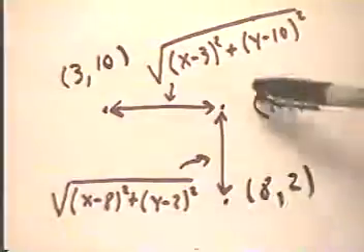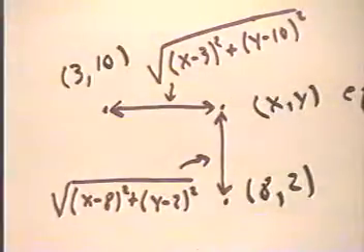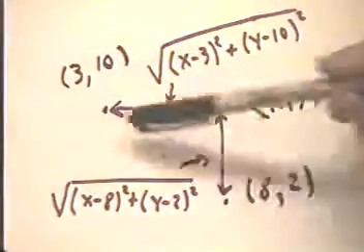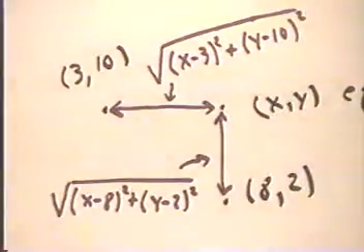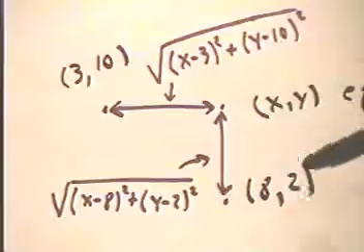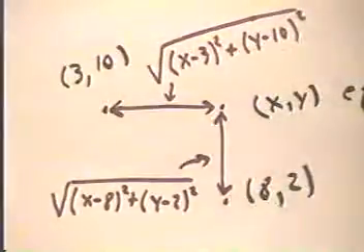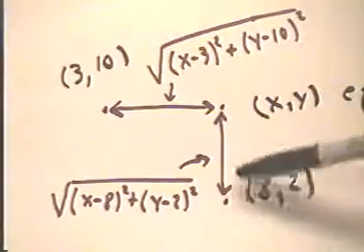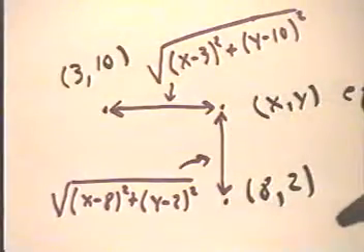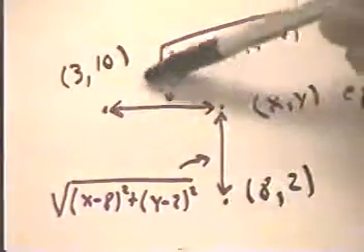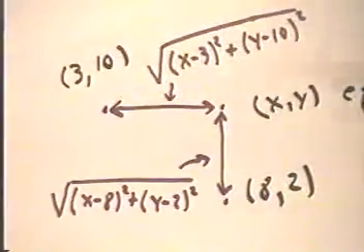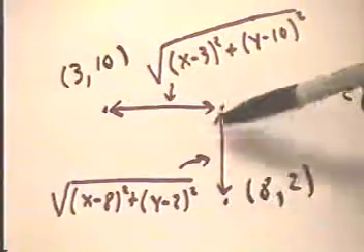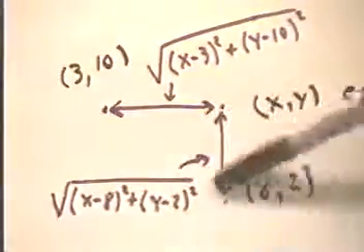If we let x, y stand for the coordinates of the point that's equidistant between the 2 points, then to say that x, y is the same distance from here as it is from here is to say that the distance from here to here is equal to the distance from here to here. Now, the distance from here to here is this, and the distance from here to here is this.